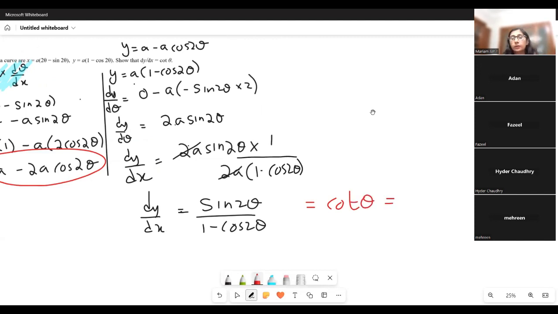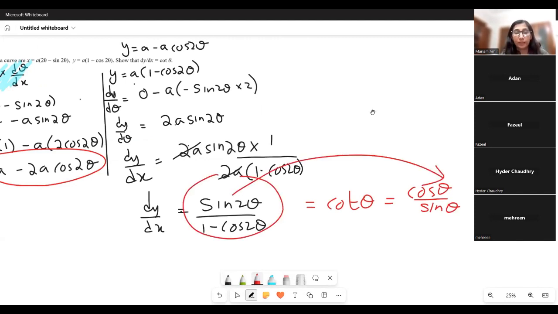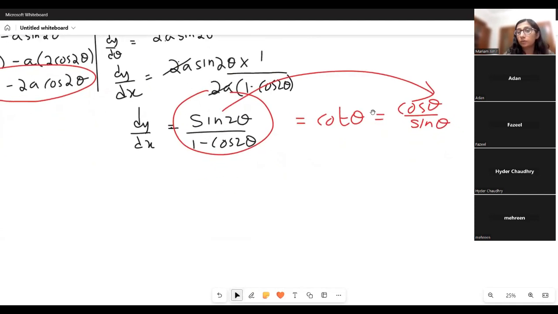And cot theta, by the way, is the reciprocal of tan theta, and tan is sin over cos. So this will be cos theta by sin theta. So this is what you have to show, that this gets simplified to this. Now how will we do it? Sin 2 theta has only one formula, which is 2 sin theta cos theta.